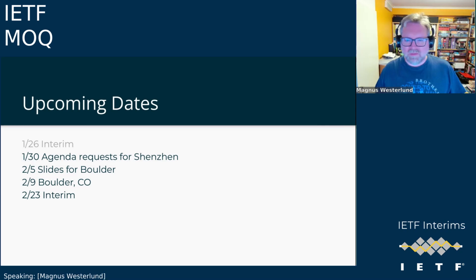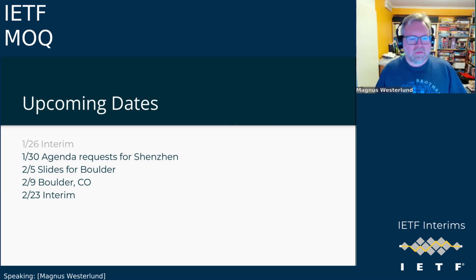So we have some upcoming dates here. Today we have this virtual interim. On the 30th, it's actually, did we correct that? Was it the 30th? That's a typo. It's later. The agenda request for Shenzhen: we need to provide an agenda no later than 1.5 weeks before the meeting starts. The deadline we set was 18 February in the email. So, 18th of February.